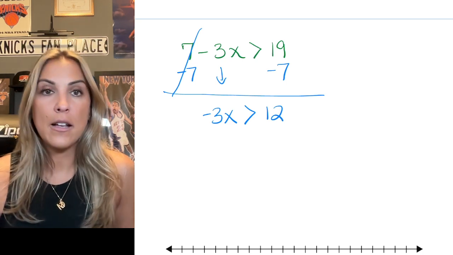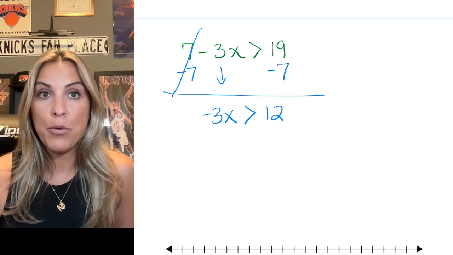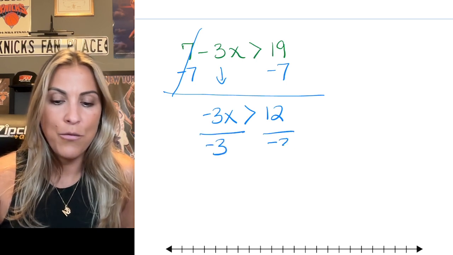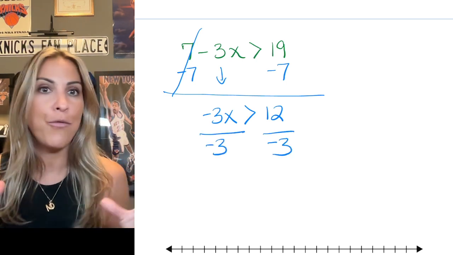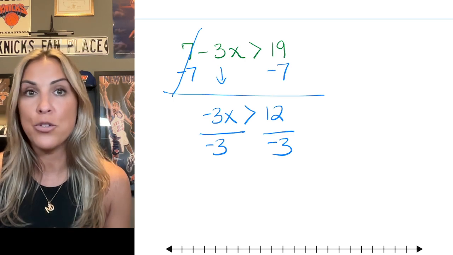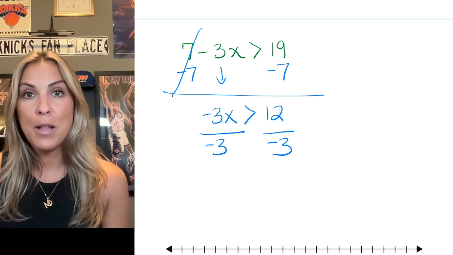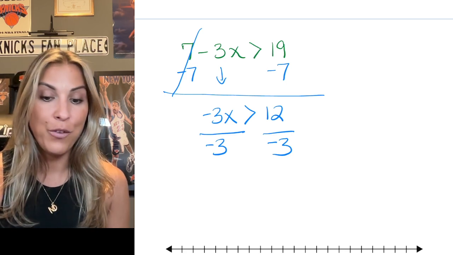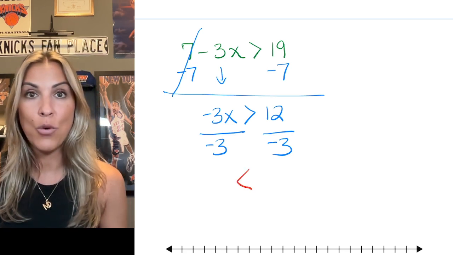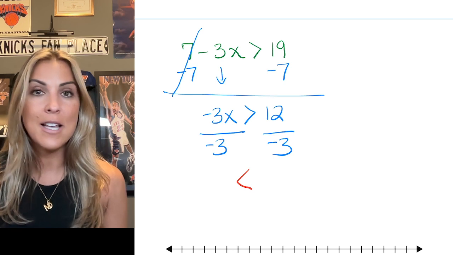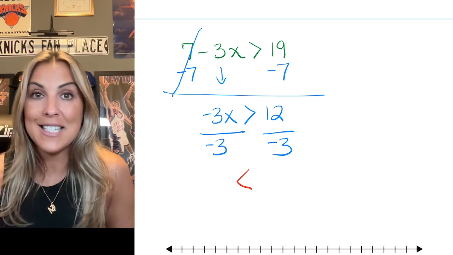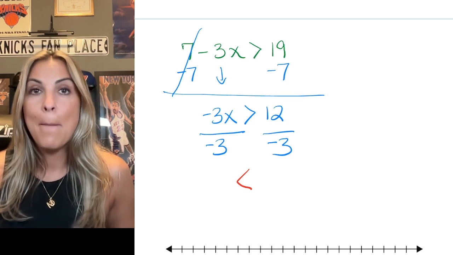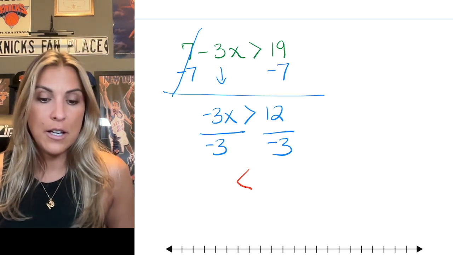Now, to get rid of that negative 3, I have to do the inverse operation, which is to divide by negative 3. However, as soon as you divide by a negative number, this is where fireworks need to start going off, because this is the major difference. When you multiply or divide an inequality by a negative number, you have to flip that inequality symbol around. So what was a greater than sign is now actually going to become a less than sign. This only happens when you multiply or divide by a negative number like we just did, all right?